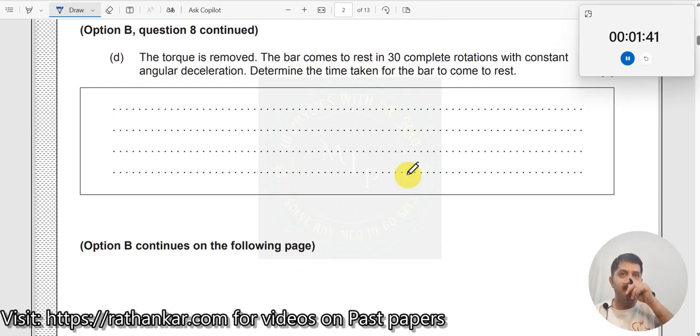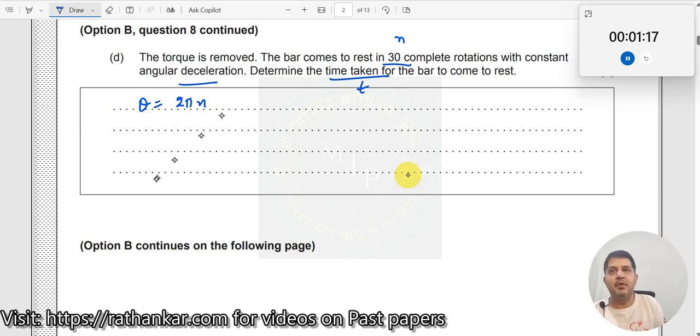Now let us move on to the next one. The torque is removed. So when the torque is removed, the bar comes to rest in 30 complete revolutions. Once again, the value of n is given. Whenever complete revolutions are given, you can find out the value of theta by using 2 pi n, where n is the number of complete rotations given. Then with constant angular deceleration, determine the time taken for the bar to come to rest. It was asking you the value of t over here.